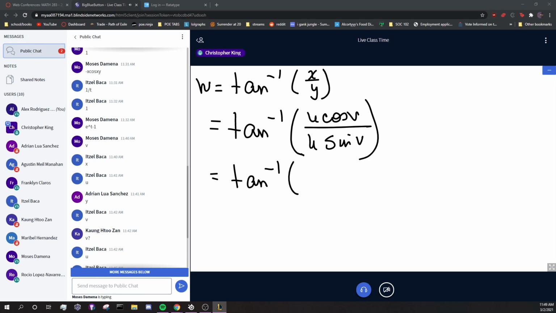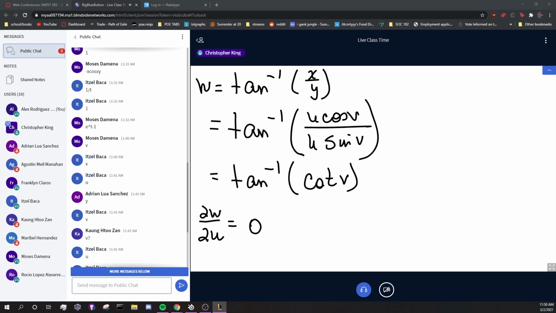Yes, that's going to be the tangent inverse of the cotangent of v. Okay, so if I take a look at this, the partial of w in respect to u, what would that be equal to? It's going to be 0.